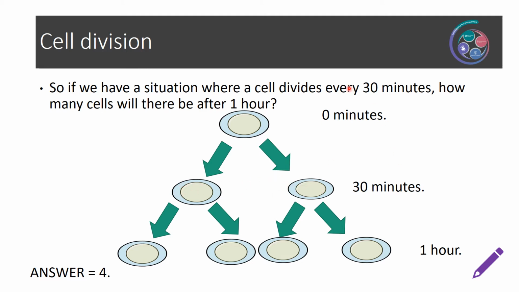Then we know we've got to divide it again to get to 1 hour. So we go from 30 minutes, add on 30 minutes to 1 hour, and these 2 cells have done the same thing this one's done. This one's split into 2, and this one's split into 2. So the cells that we have after 1 hour, we've got 4. Okay, so we started at 1 at 0 minutes, 2 after 30 minutes, and 4 after 1 hour.